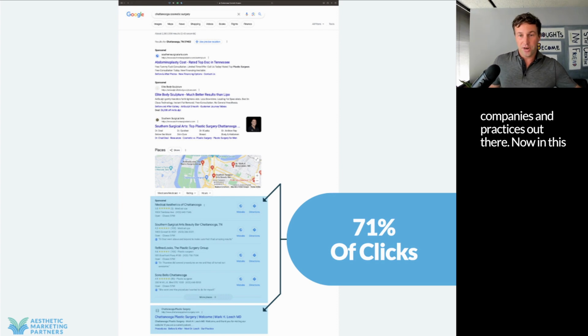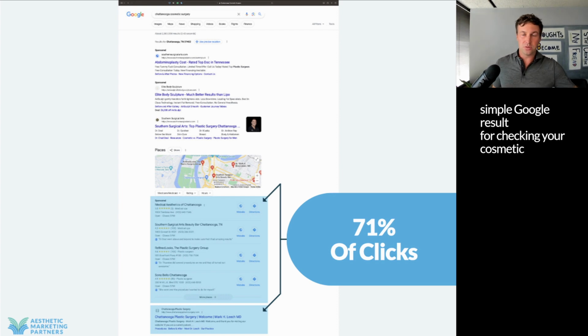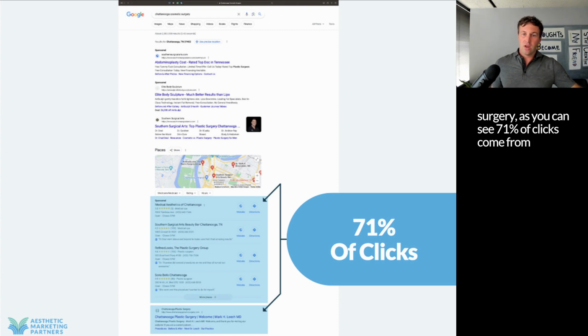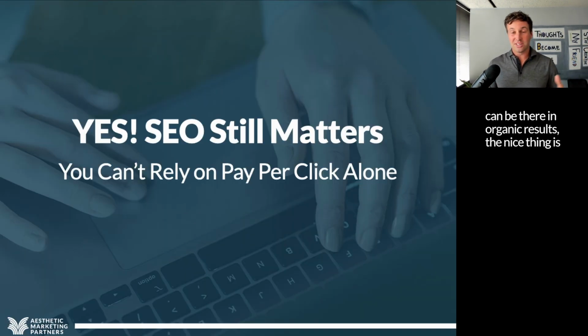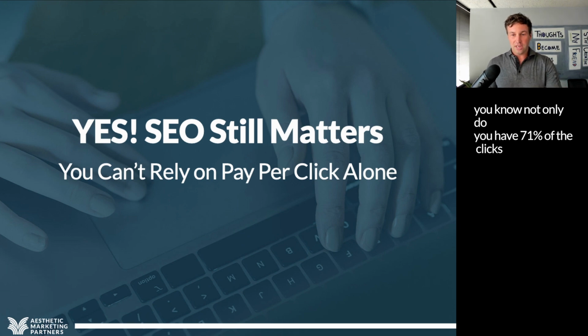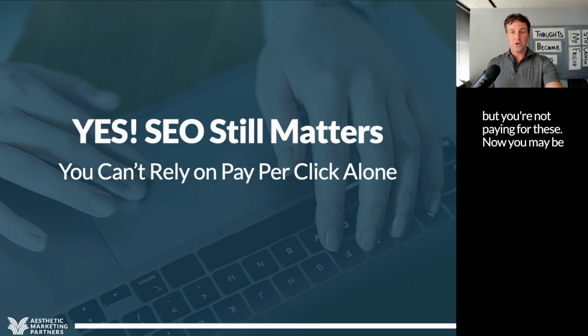Now, in this simple Google result for Chattanooga Cosmetic Surgery, as you can see, 71% of clicks come from Google Map results and the top organic. That means you've got 29% left, of course, for the ads at the top, but the majority of your clicks are coming from search engine optimized Google Map results and search engine optimized organic results at the bottom. So of course, SEO still matters. If you can be there in organic results, the nice thing is, not only do you have 71% of the clicks, but you're not paying for these.